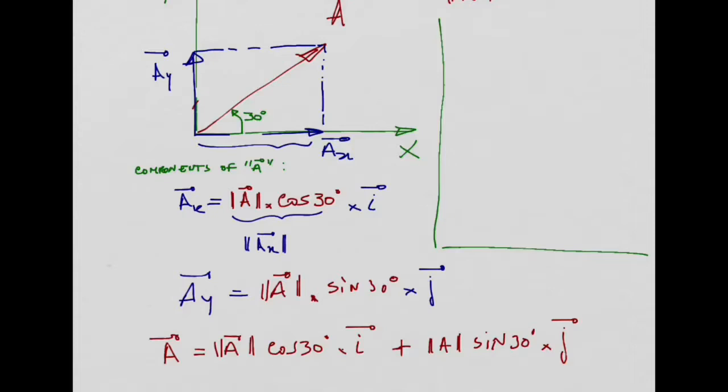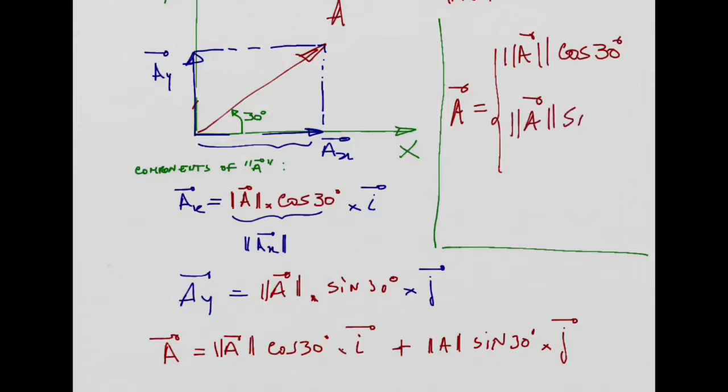So what I was saying is that I can now say that my vector A in matrix notation is going to be equal to norm of A cosine of 30 degrees, norm of A sine of 30 degrees. Right?